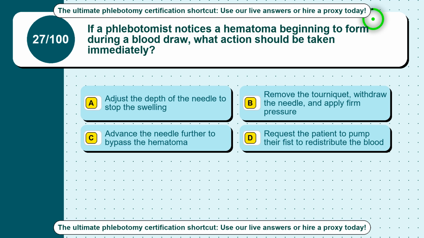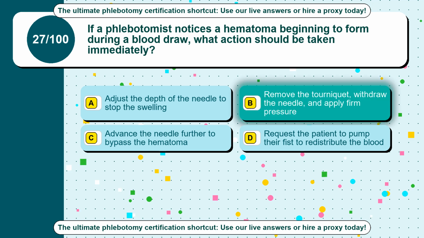Question 27. If a phlebotomist notices a hematoma beginning to form during a blood draw, what action should be taken immediately? Option A, adjust the depth of the needle to stop the swelling. Option B, remove the tourniquet, withdraw the needle, and apply firm pressure. Option C, advance the needle further to bypass the hematoma. Option D, request the patient to pump their fist to redistribute the blood. The correct answer is option B, remove the tourniquet, withdraw the needle, and apply firm pressure.